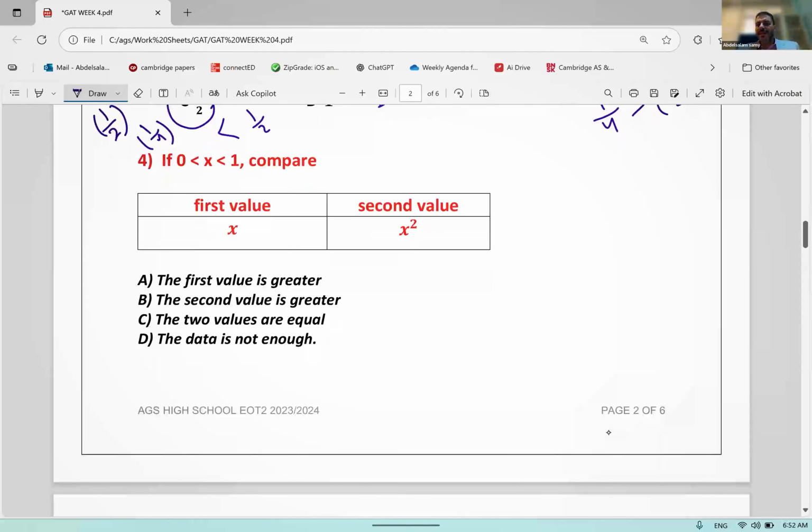Question number 4, same technique again. A number between 0 and 1 means a fraction. It could be x, could be half, 1/3, quarter, whatever. So if you plug in here, for example, half, and here half squared, it will be quarter. So it's A. Or, Mr., can I directly choose A because I know for a fraction, once you increase the power, the value decreases? Yes, amazing. In 10 seconds, you solve this question. Let's take the next question.